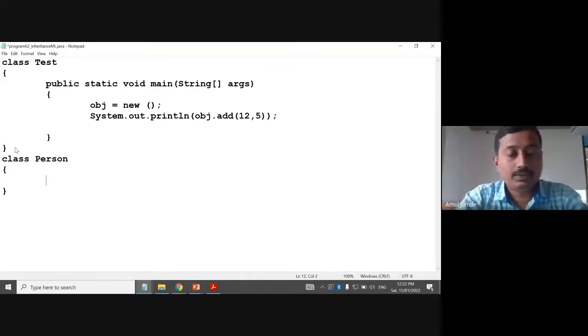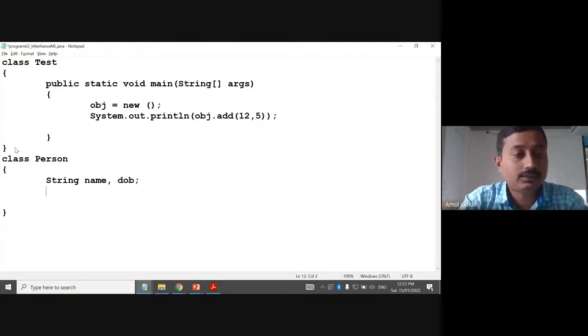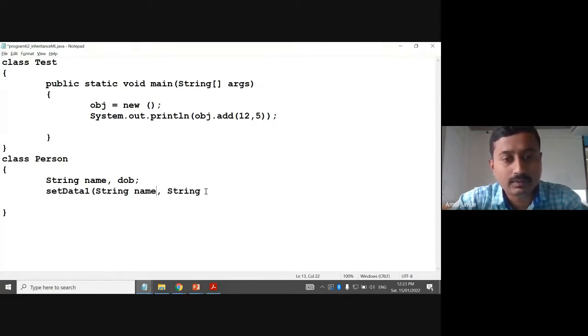Then in person, we are going to store person name and DOB. So string name and DOB, date of birth. Then we'll be defining setter and getter methods. Let's say setData1 with string name and string DOB. I'm not using a constructor, just one setter for setting both the things.